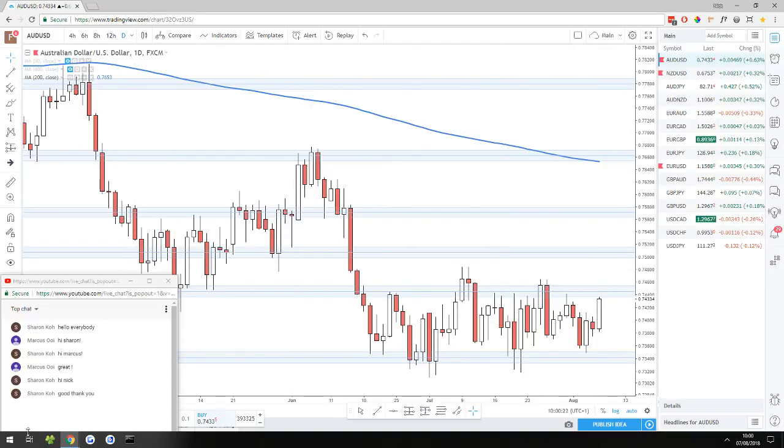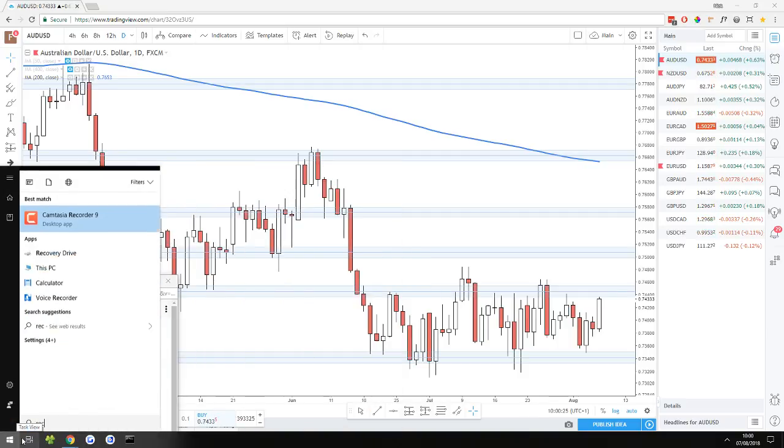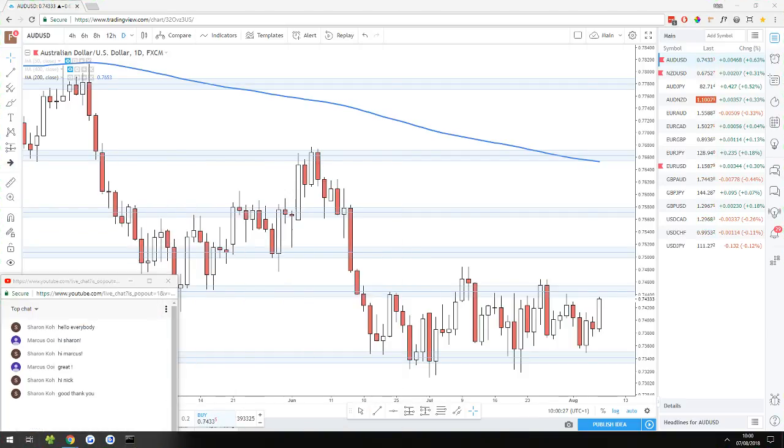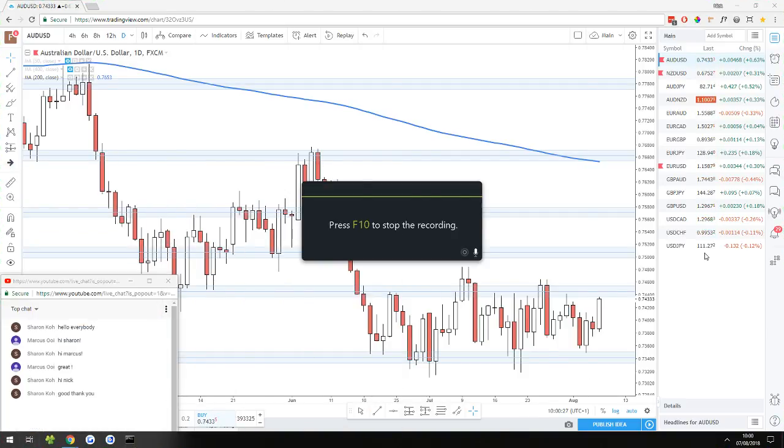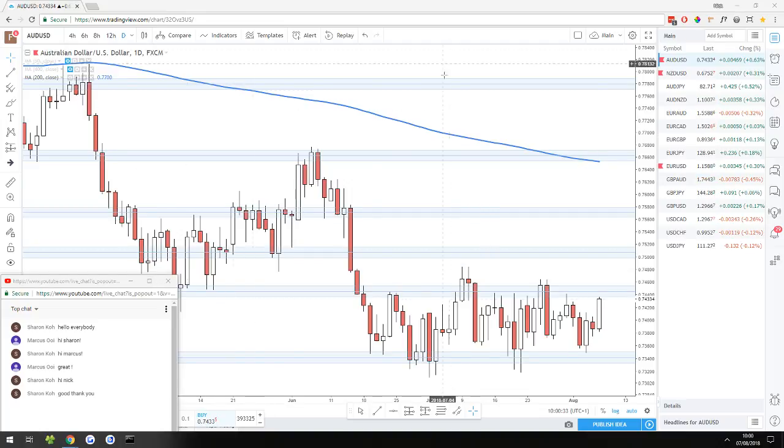Today's analysis, we're going to be looking for price action setups. We're going to be looking for reversals, continuations, all kinds of price action setups really. As long as it's a good setup, I am willing to trade it. So let's get into it.